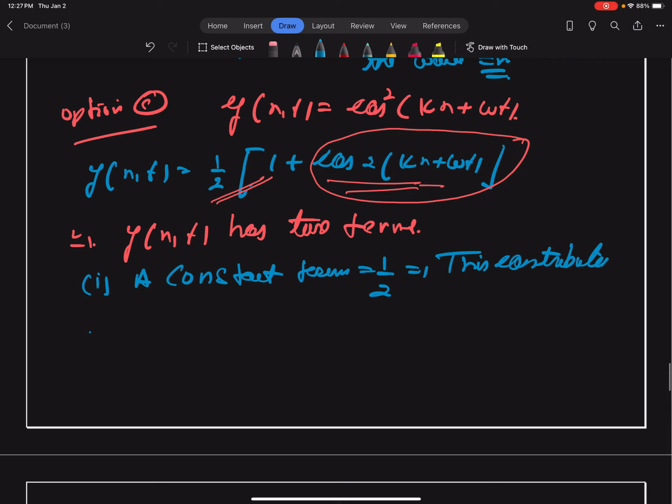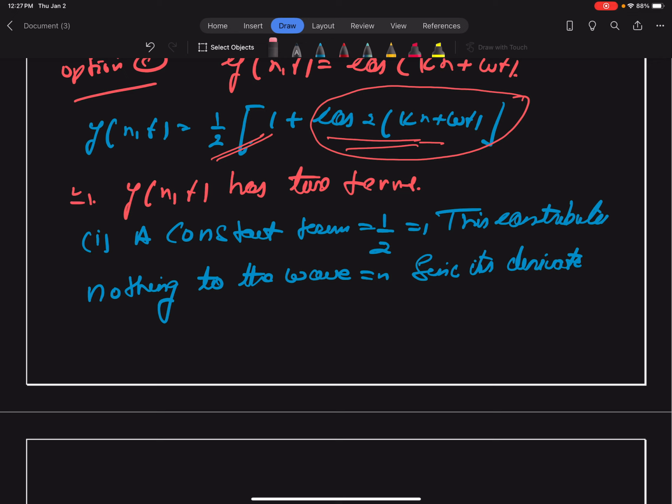nothing to the wave equation since its derivative vanishes.